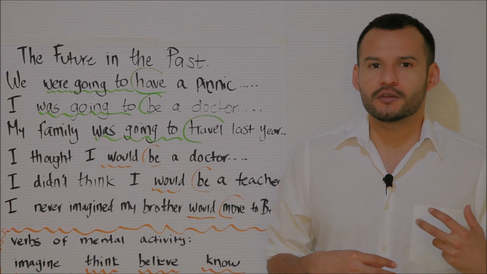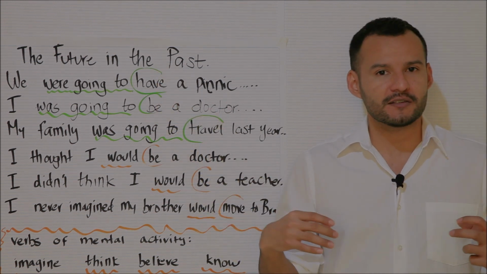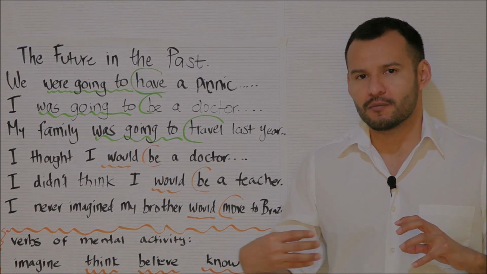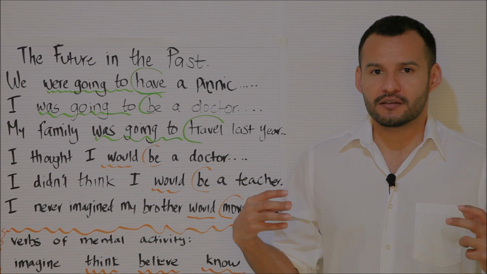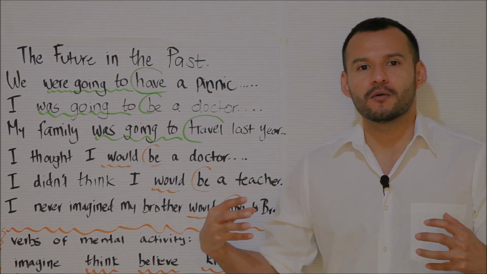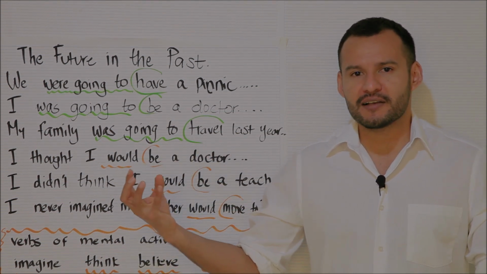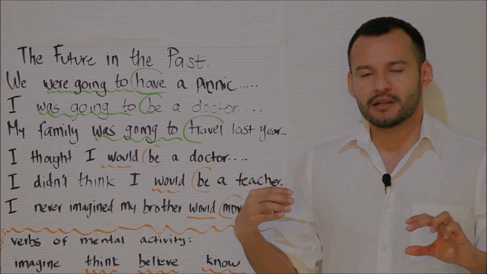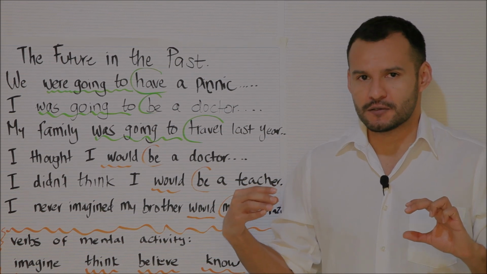In today's video we're going to be talking about a structure that is commonly known as the future in the past. And from personal experience, immediately when people hear the name of the structure, the future in the past, they start panicking. They think it's going to be a structure that is going to be really complicated, or they might ask themselves, well, how can you be in the future and the past at the same time? But even though the name might be a little bit complicated, the structure itself is actually pretty easy to use.